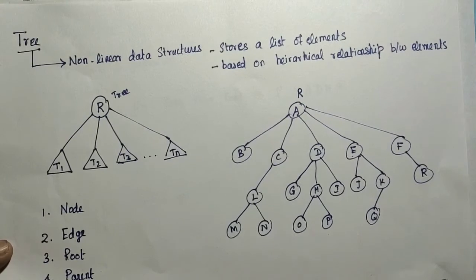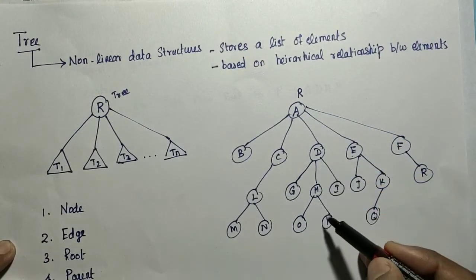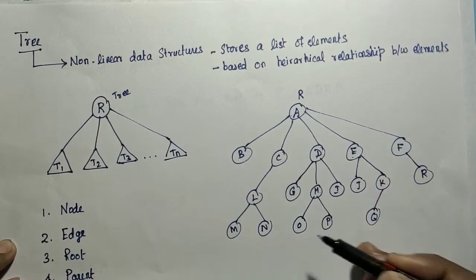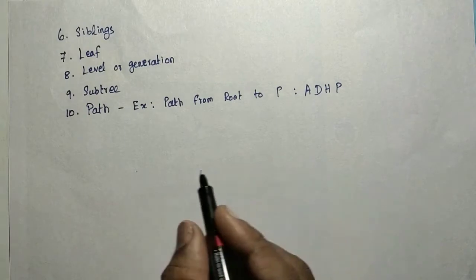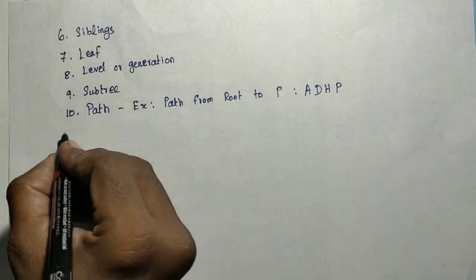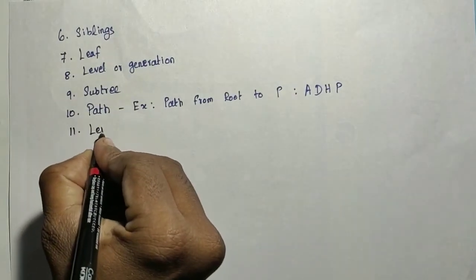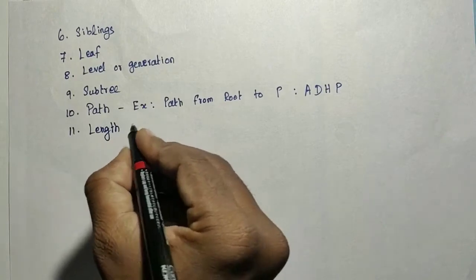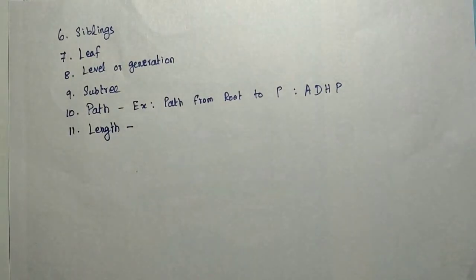So the path starts from the root, A to D to H to P. We have the path: A, D, H, P, like that. So that is called a path. Length of the path. The length of the path is nothing but the number of edges that exist in that path.